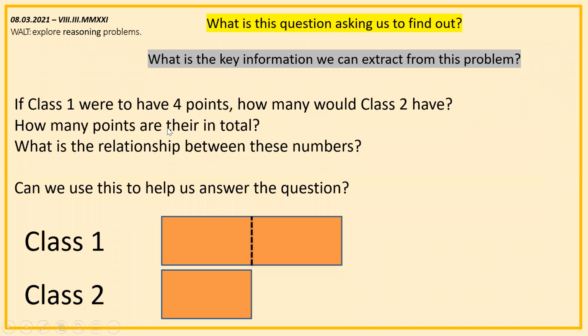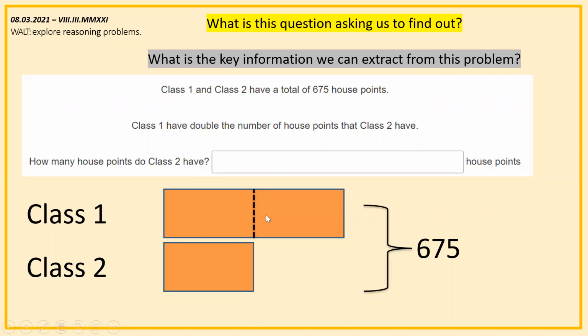So if I go on to the next slide, here again, we've got those 3 boxes because class 1 has got double what class 2 have. In total, we've got 675. So what we need to do is 675 divided by 3 to find out how much each of these boxes is worth.